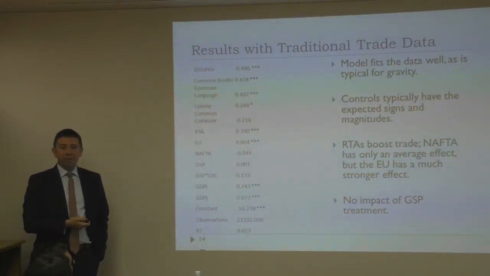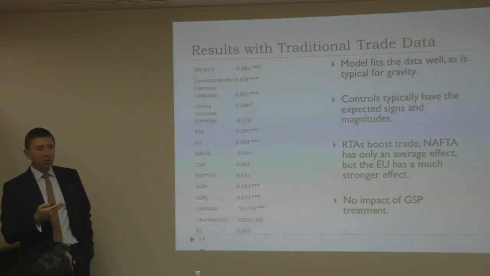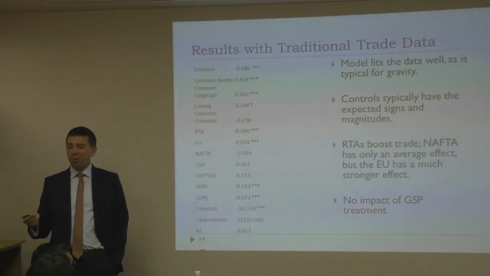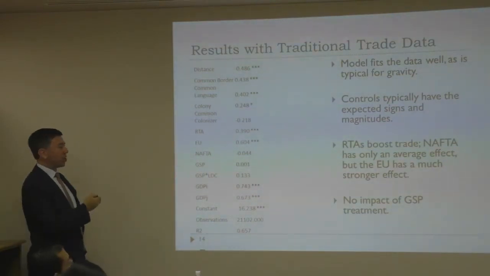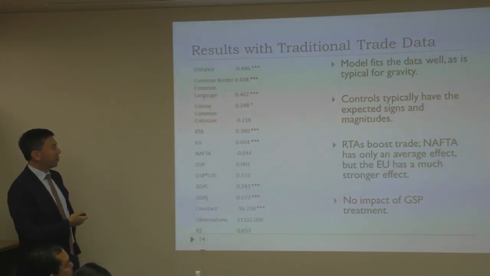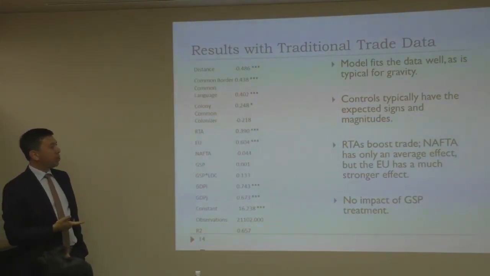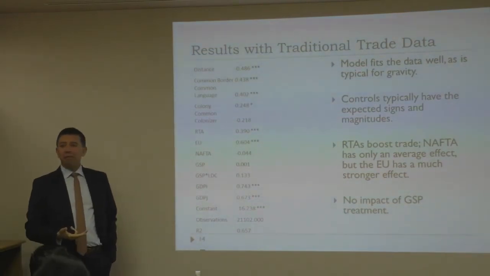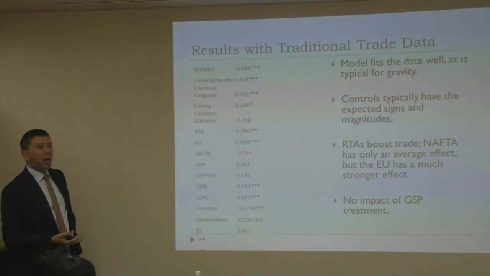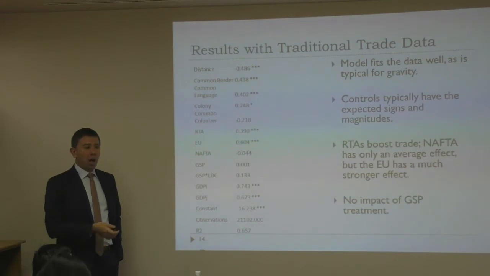We can talk, if anyone's interested, in Q&A, I've got some theories as to why they're completely ineffective. But anyway, that's the result that we find. So summarising there, the model looks good, RTAs boost trade, NAFTA only has an average effect, but the EU has a much stronger one, and we find nothing from the GSP.